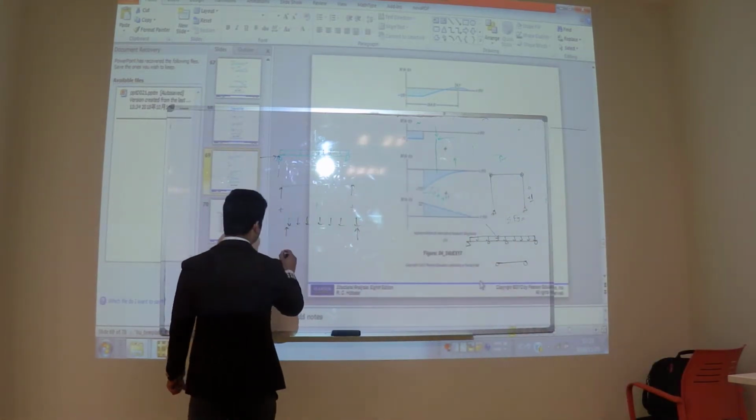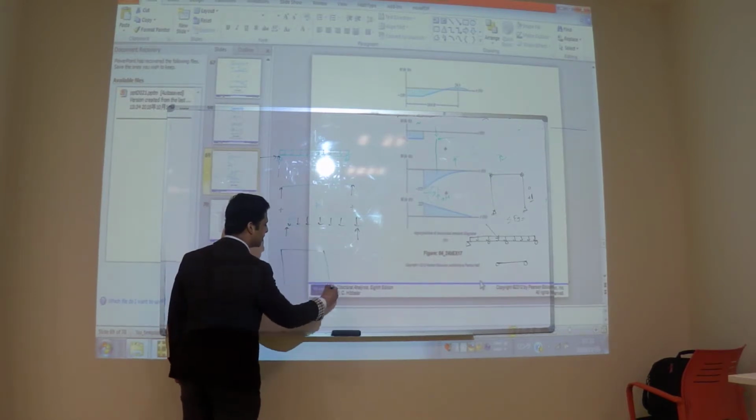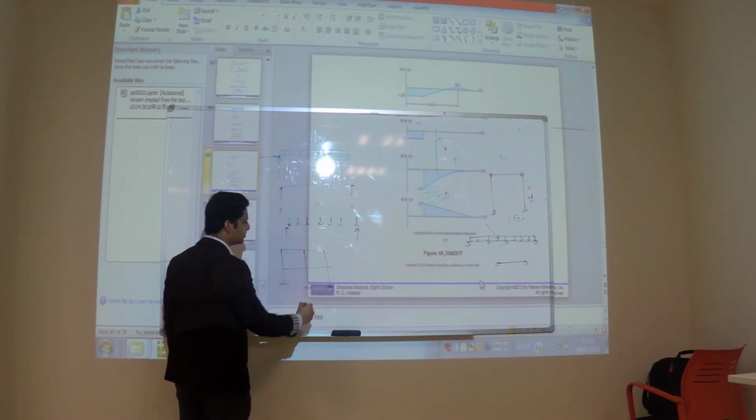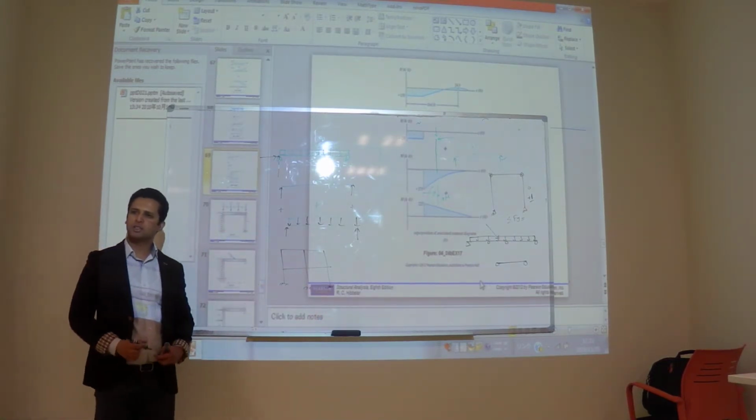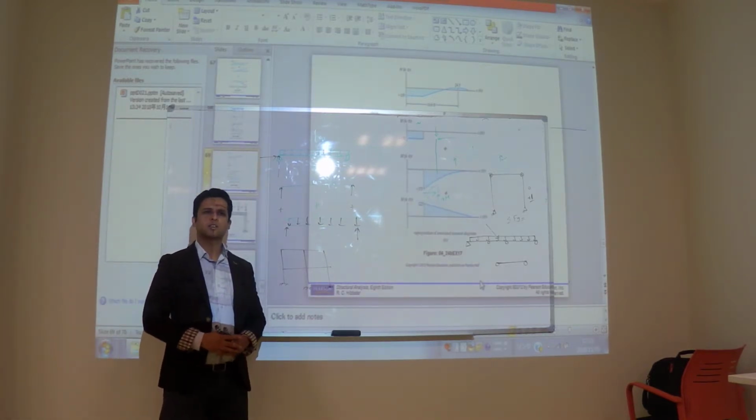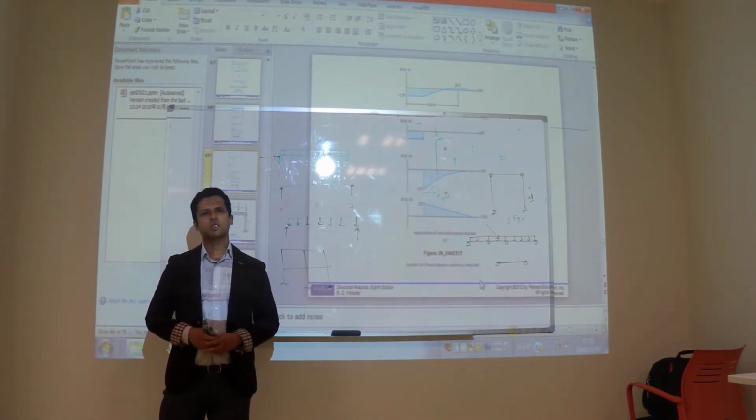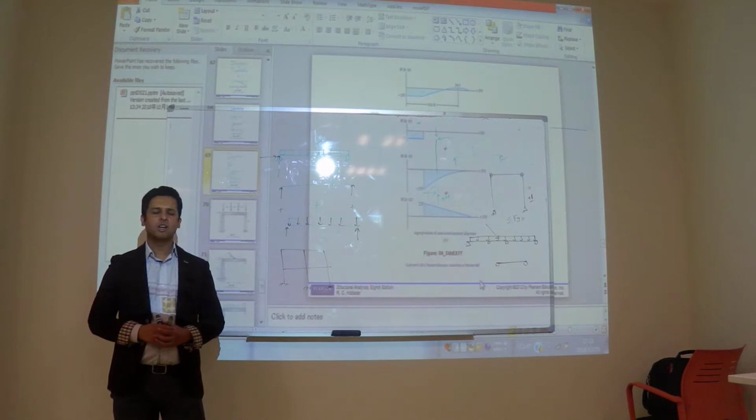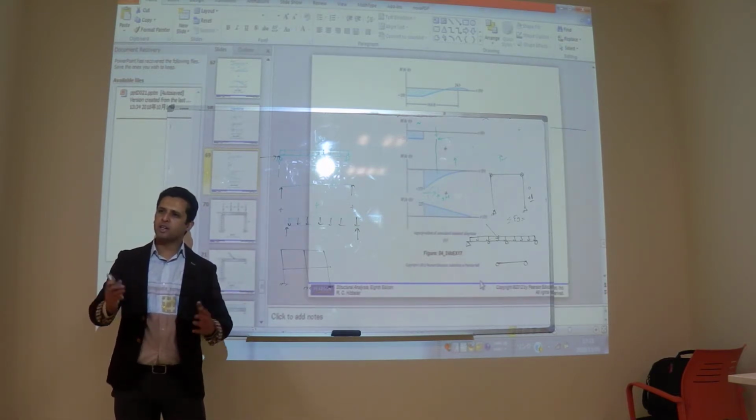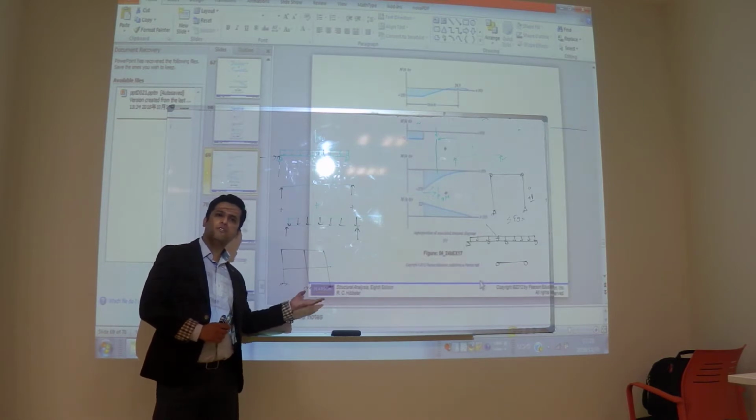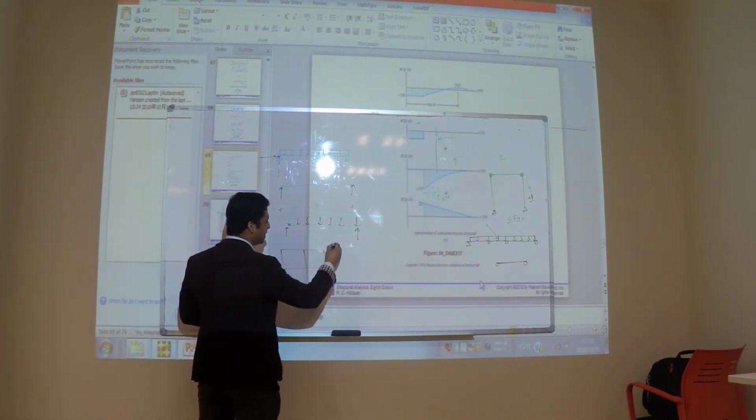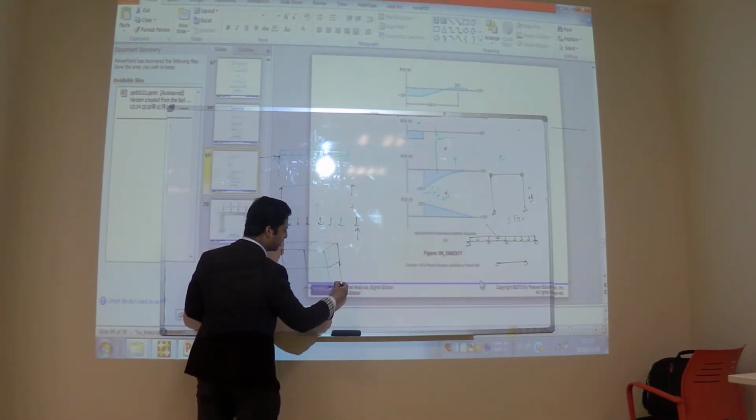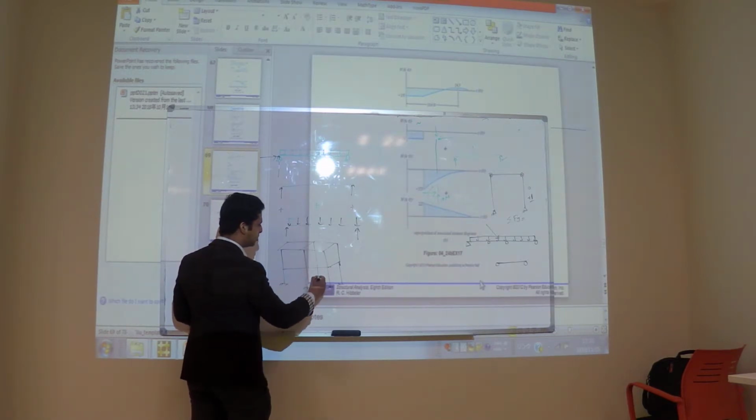Similarly, if you have a frame like this, how many reactions now for the whole structure? 9. How to solve it? 9 reactions. Yes. Have you seen a frame of a building? It is a 2D frame. If I make this frame in 3D, like one column is also here.